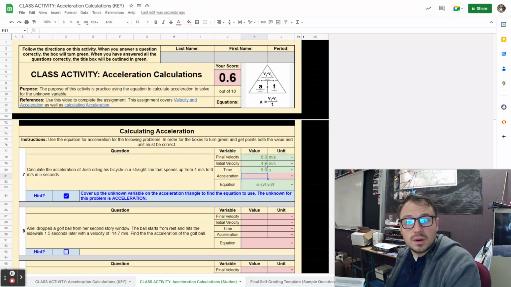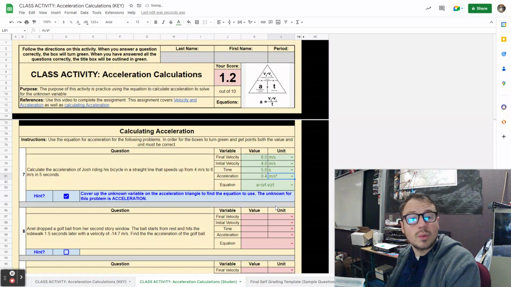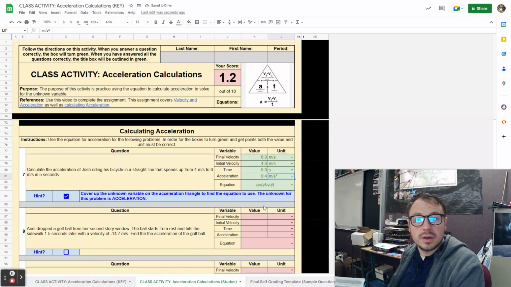So now I just, let's see, it's final velocity minus the initial velocity. 6 minus 4 is 2, right? And 2 divided by 5 is going to be 0.4 meters per second squared. Right? Meters per second squared. And now it turned green, and I got points.